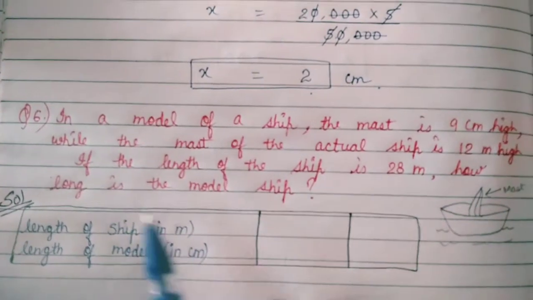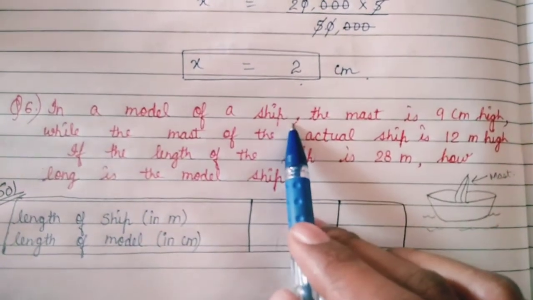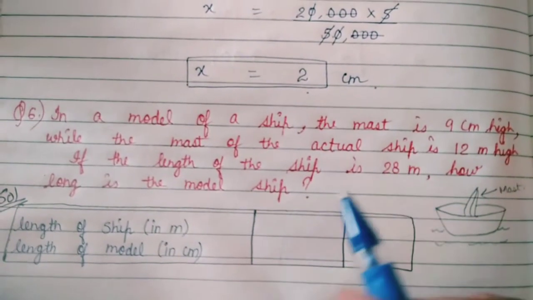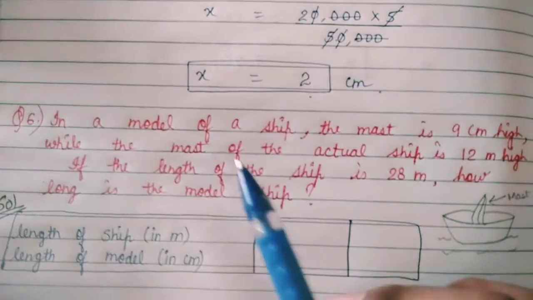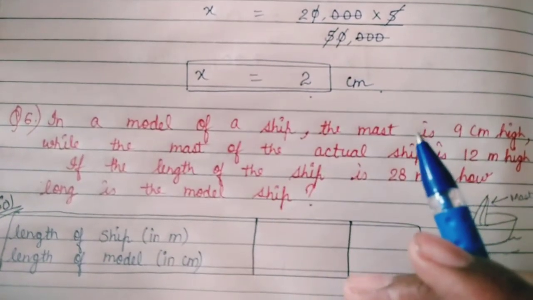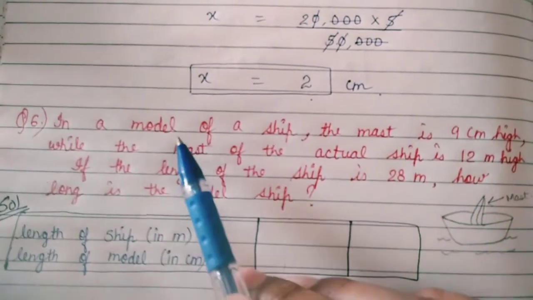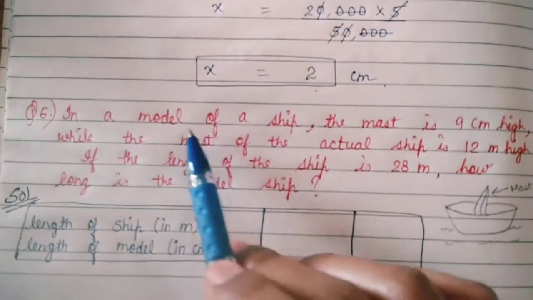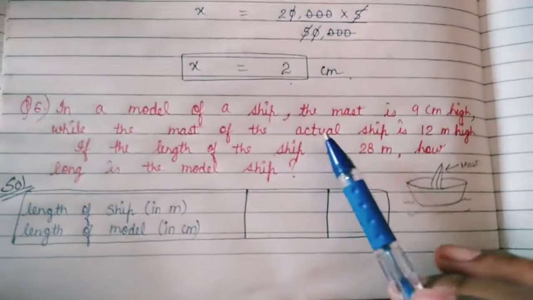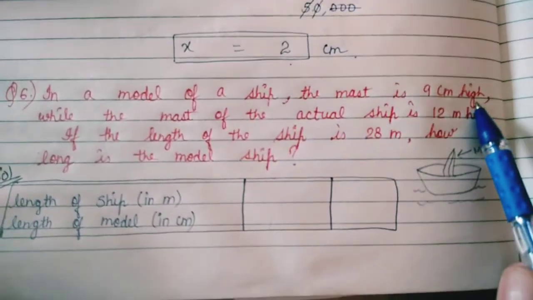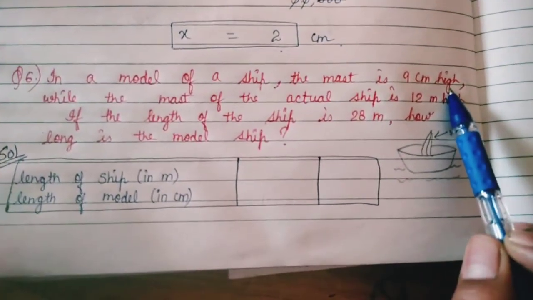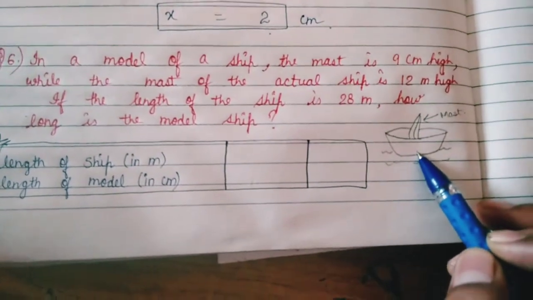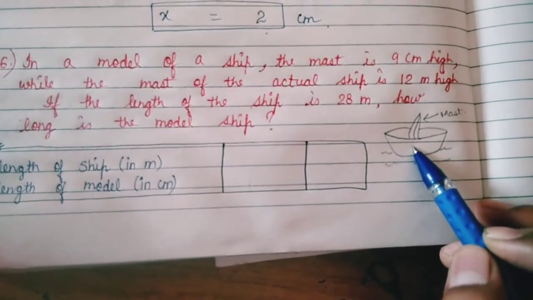Question number 6 is, in a model of a ship, okay, when we make any bigger model of a ship or building, at that time firstly we make the small model, so in a model of a ship, that small model, the mast is 9 centimeter high. So what is the meaning of mast? Mast means a tall wooden or metal pole which is used for tying a flag. So this is the mast.